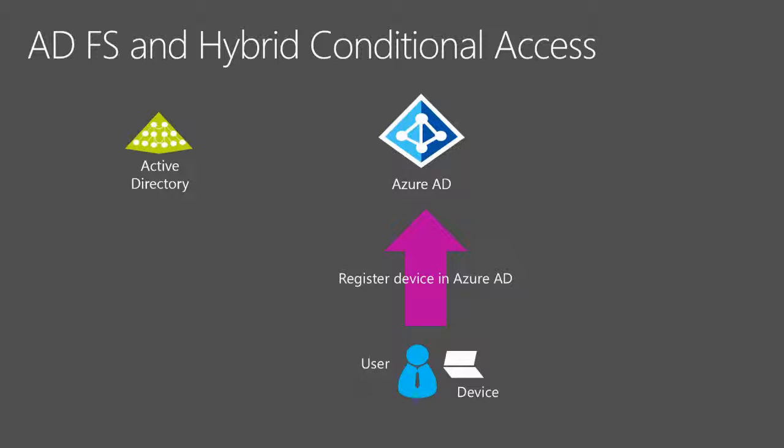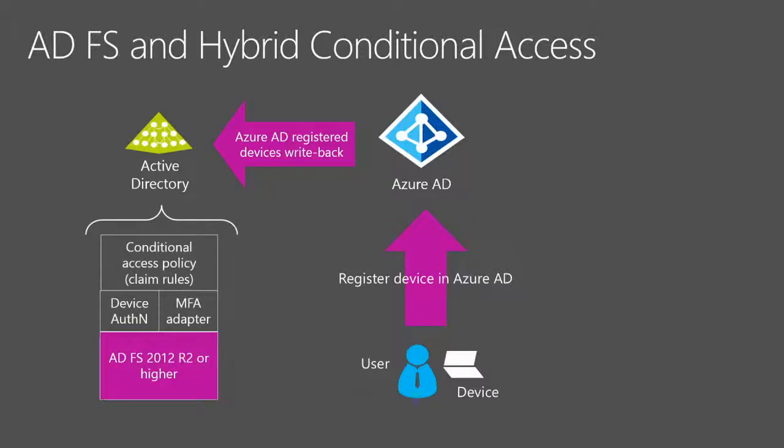So what device write-back does is write down those registered devices from Azure AD into containers in Active Directory so that they can be authenticated based on devices in ADFS and conditional access policies that you have. Conditional access policies mean that I might be preventing people who are coming from outside the extranet or from particular IP addresses from getting access until they either register their device or, for example, perform multi-factor authentication. And so this really completes the story of the on-prem side.